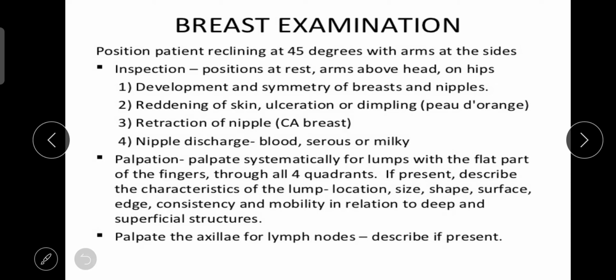Next one is palpation. In the palpation, you have to palpate symmetrically for lumps with the flat part of the finger through all four quadrants. If present, describe the characteristics of the lump. Like if there is any lump, you are going to see the location, size, shape, surface, edge, consistency, and the mobility in relation to the deep and superficial structures. Next, you are going to palpate the axilla for lymph nodes and describe them if present.